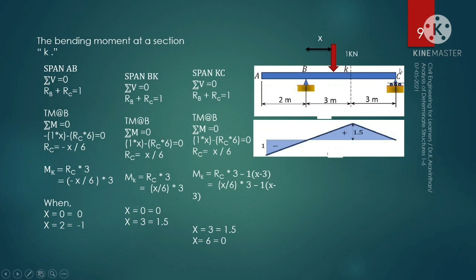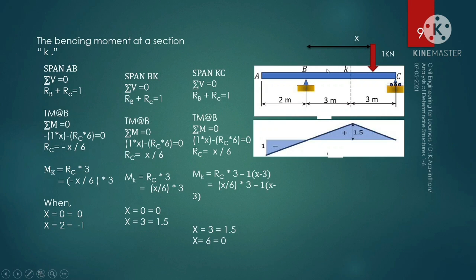For the span KC, the same way I am going to apply a 1 kilonewton load from the support B. I am taking moment at point B, RC into distance is 6 and 1 into distance is x. So I have written here x by 6 is the answer. I will be taking moment at K, 1 into the distance.